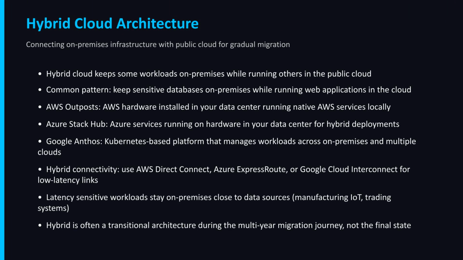Hybrid cloud architecture connects your on-premises infrastructure with the public cloud. This approach is often used as a transitional state or for latency-sensitive workloads that must remain close to local data sources while benefiting from cloud-scale resources.